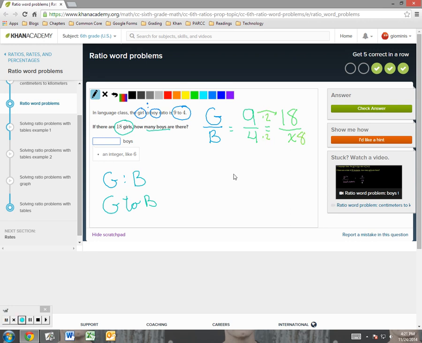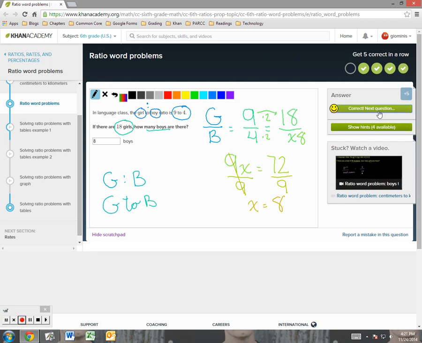Now again, we could do cross product. I could say 9 times the x, which is the unknown, is equal to 4 times 18, which in my head I can do, 72. This is a one-step equation. Evaluate for 1x, not 9 of them. Divide both sides by 9, and I get x is equal to 8. Again, it gives me the same answer, just a different algorithm.